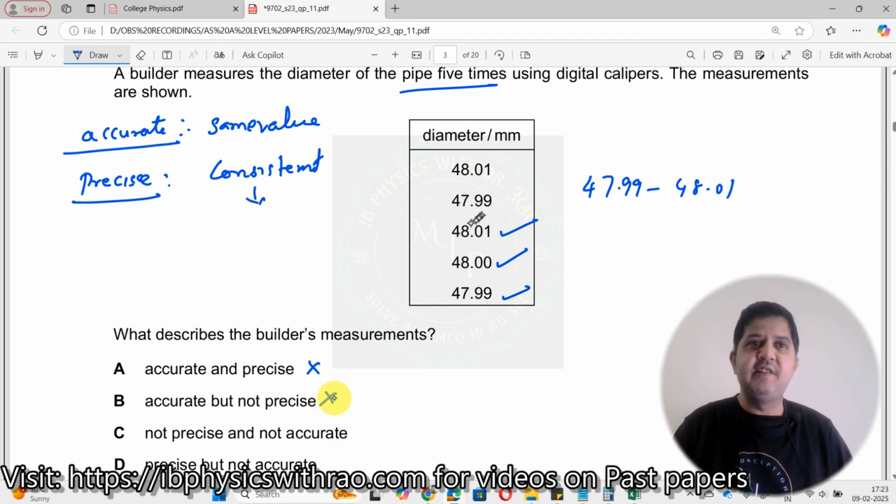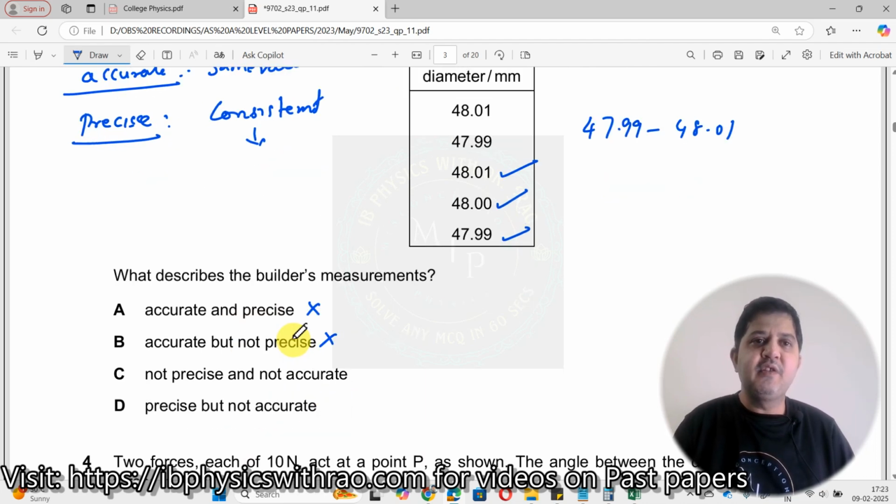So therefore, this is the right answer. It is being precise. So which is the right answer here? It is not accurate, but it is precise. D is the right answer.